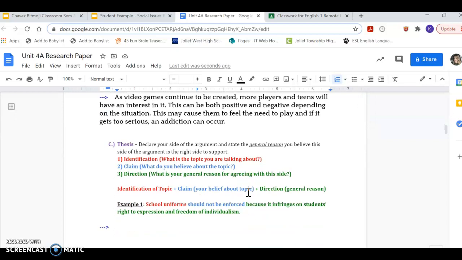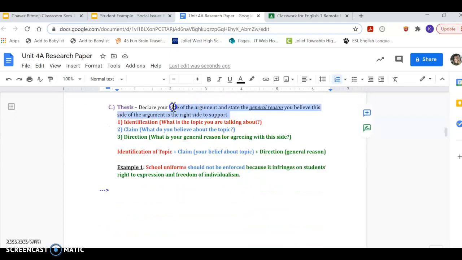Now moving on to letter C, your thesis. This is where you are declaring your side of the argument and you're giving the general reason why you believe that your side is the right side to support. So we give you a template followed by a formula to follow in order to complete your thesis. So number 1 in red is your identification. You're just identifying what your topic is. Is it about social media, cell phones, video games, what?